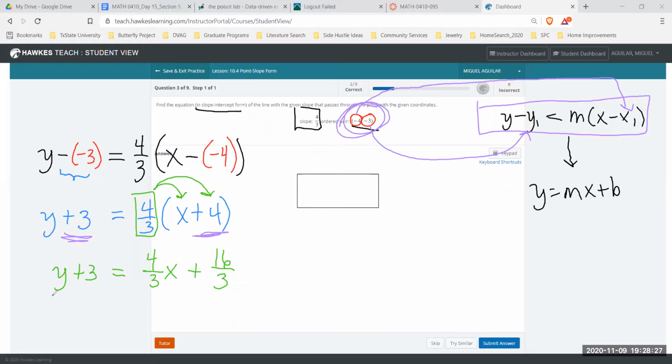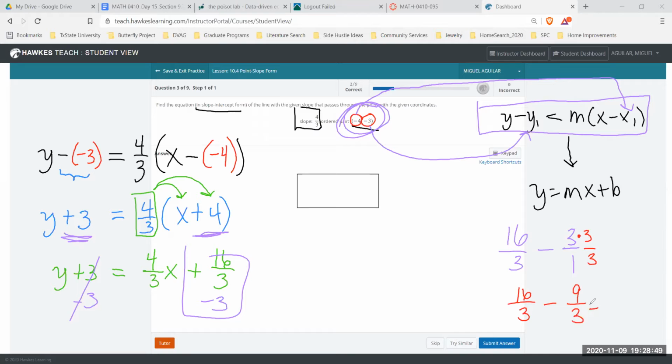Well, to get the y by itself, we'll have to subtract 3 on both sides of the equation. And these cancel out, but now we have to figure out what this is. So 16 over 3 minus 3 over 1. Well, we need to multiply this by 3 over 3 so that we get 16 over 3 minus 9 over 3. And that will be 7 over 3.